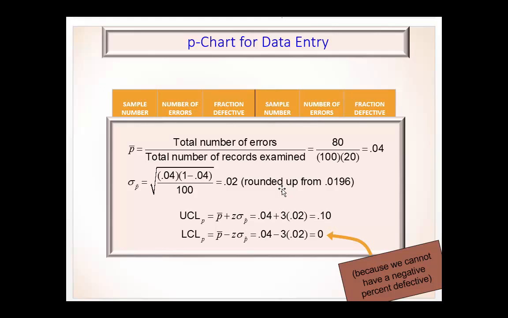So depending on the number of standard deviations we want to consider, and in this case we're considering 3 standard deviations, we then just take 0.04 and add 3 times 2%, and we find that the upper control limit for this problem would be 10%. And the lower control limit, once again, we round up to 0 because we don't want to have a negative number. So we find that a person should have between 0 and 10 defective units. And that's really all there is to it.